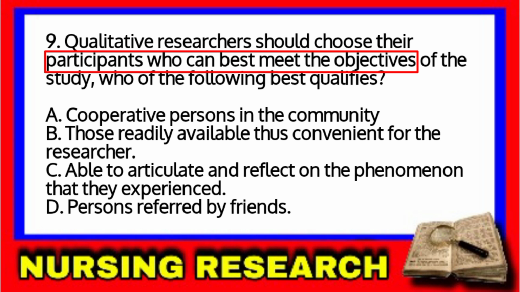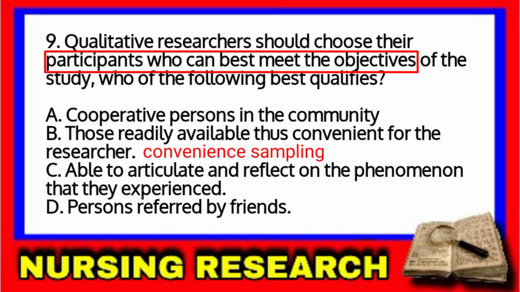So kung titingnan natin itong option letter B, those readily available thus convenient for the researcher. So from the word convenient for the researcher, this is a convenient sampling. And convenient sampling is a non-probability sampling, or it is called as the accidental. So accidental sampling po ito. So samples are whoever is available. Kung sino na yung nakasalubong mo, yun na yung ating gagawin na sample dito. So that is a non-probability sampling method.